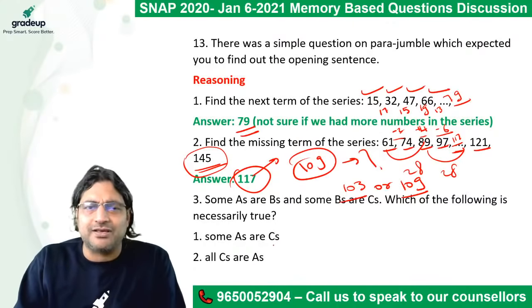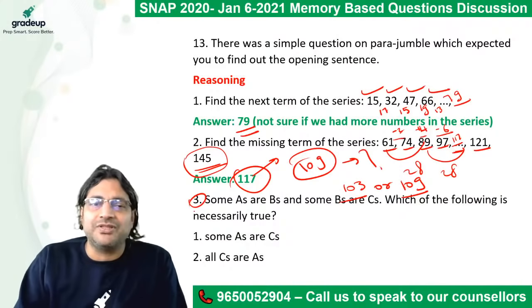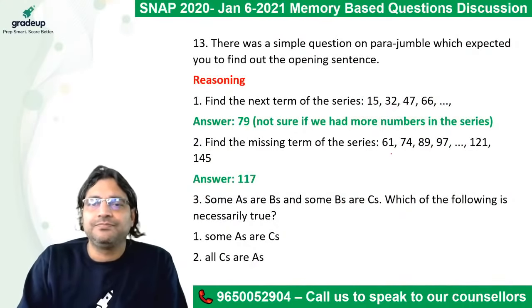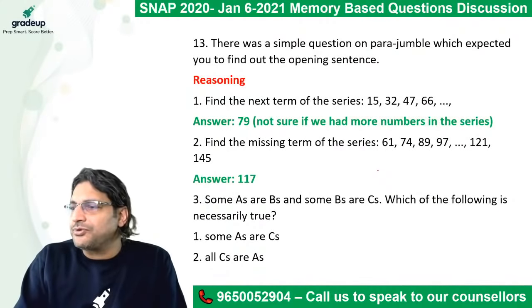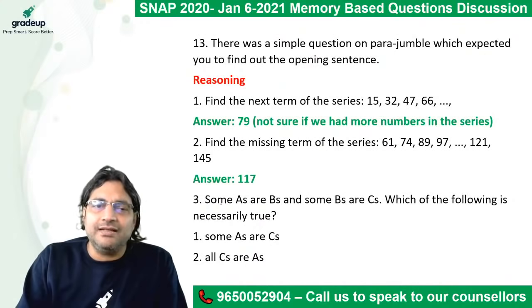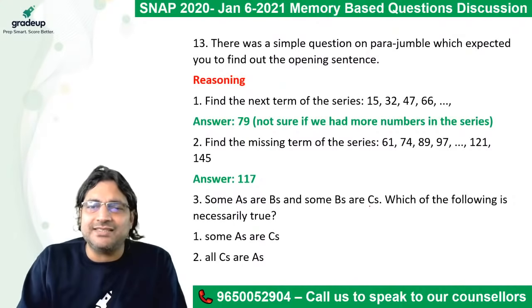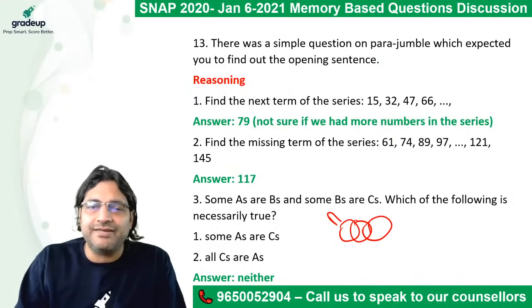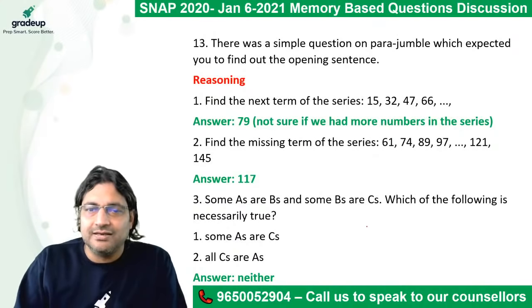Anyway, I was myself not much convinced about this, but when it comes to question number 3, this was the series for sure. So let's come to question number 3. There was a question like this: some A's are B's and some B's are C's. Which of the following is necessarily true? And here the answer was none, neither.